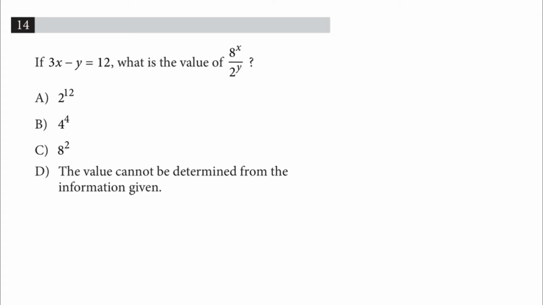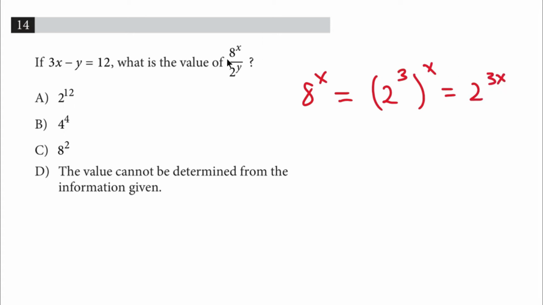Now let's move to the next question. If 3x minus y is equal to 12, what is the value of 8 to the power of x divided by 2 to the power of y? Guys, right here, you should notice one thing. This is not an easy problem, but it has a certain rule to it. First, you have to understand that 8 to the power of x is actually 2 to the power of 3, all to the power of x, right? And that is equal to 2 to the power of 3x.